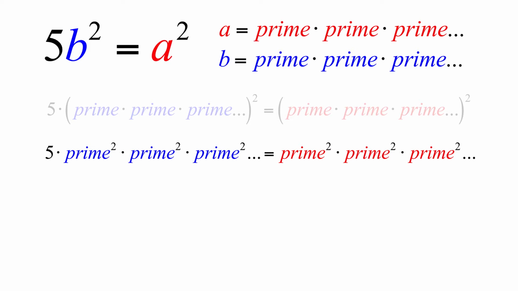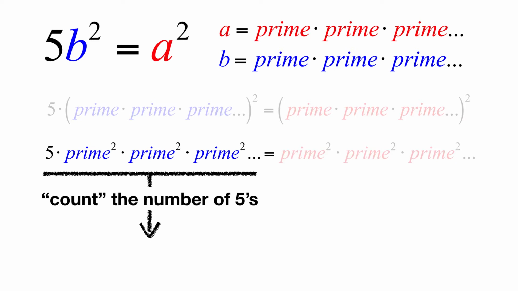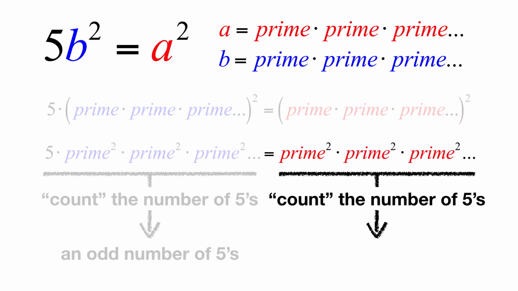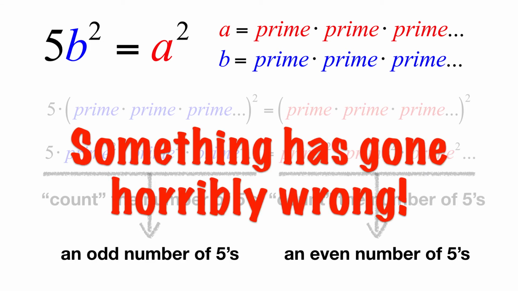And this leads us to an unhappy ending, because if we count, we don't necessarily know the exact count, but if we, quote, count the number of 5s on the left-hand side, we know that we should get an odd number of 5s. And if we count the number of 5s on the right-hand side, we would have to get an even number of 5s. And that, my friends, means something has gone horribly wrong.